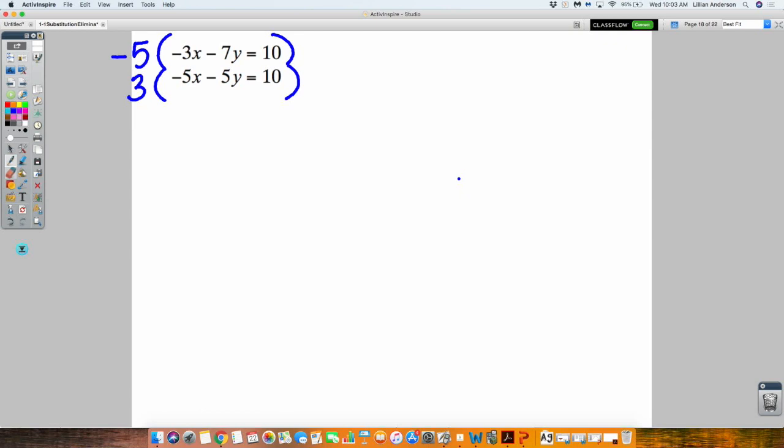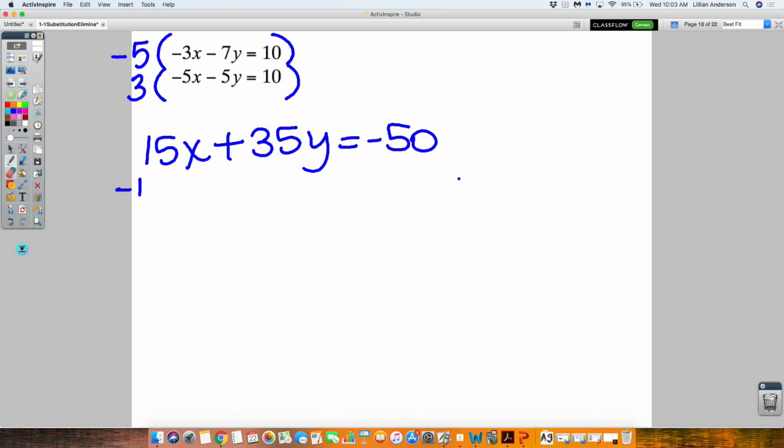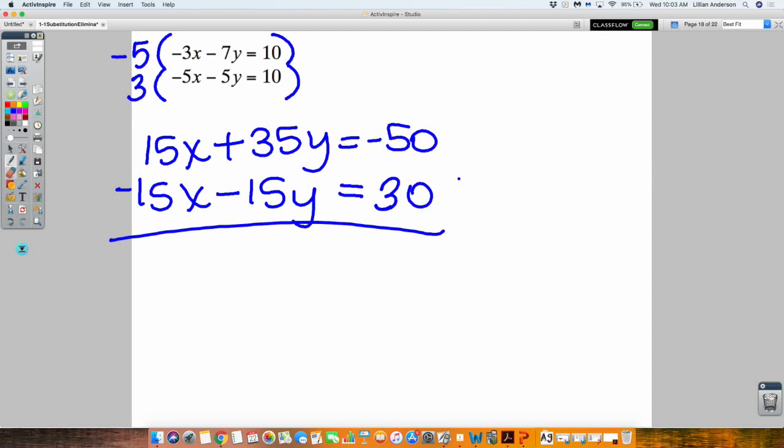So when I multiply, negative 5 times negative 3 is a positive 15. Negative 5 times negative 7 is a positive 35. And negative 5 times 10 is a negative 50. Then 3 times negative 5, negative 15. 3 times negative 7, and 3 times 10, 30. Now, if you made the 3 a negative and the 5 a positive, that's fine. When we solve this out, our y should still be the same.